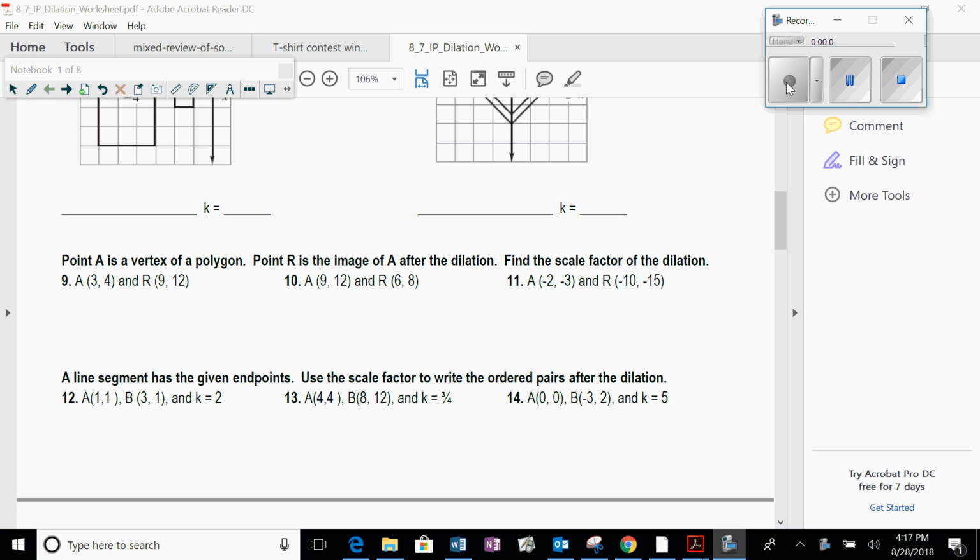I'm going to help you find the scale factor of a dilation when given 2 points. So we're going to look at number 9, and we're also going to look at number 12. This is to help you with your homework, which was to complete this page.